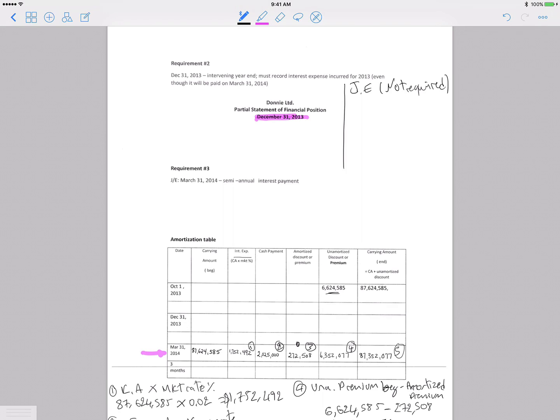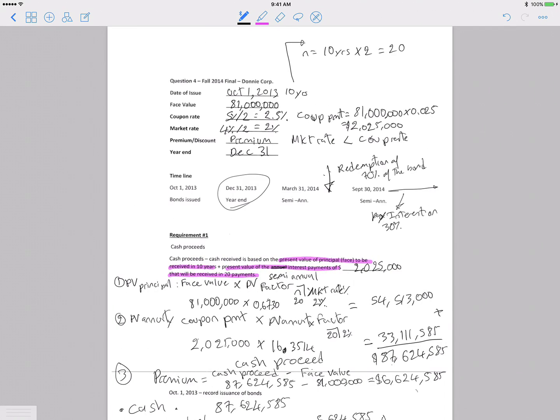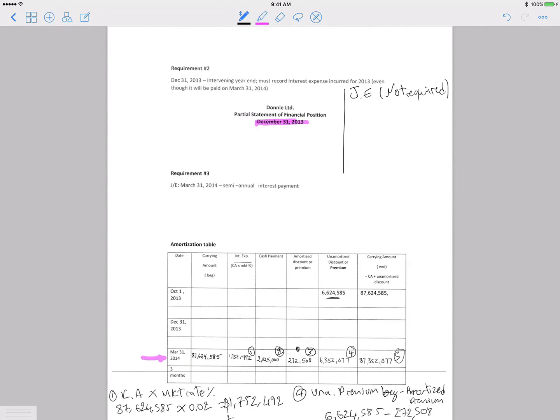What I'm going to do is prorate these numbers. The numbers we had on March 31st are for 6 months. From the issuance of the bond to March 31st, this is 6 months. But from October 1st to December 31st, 2013, only 3 months of interest incurred. Even if we're not paying interest in cash now, we have to record the interest expense incurred for 3 months. So we're going to prorate the numbers we have for 6 months to 3 months. In this case, we have interest expense for 6 months, so we're going to prorate this number for 3 months.